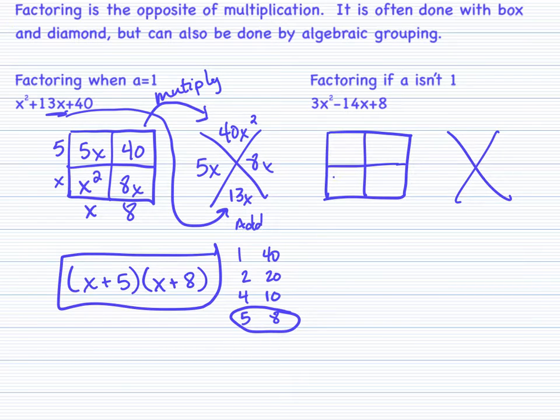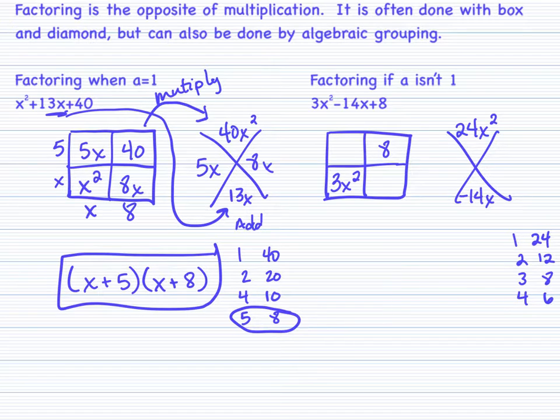Same process here. So first term, 3x squared. Last term is 8. Multiply those. 3 times 8 is 24. So x squared. Our middle term is negative 14x. Make sure that you note that if that is negative, or if anything's negative, that gets accounted for. So then I need my factors of 24. So 1 and 24, 2 and 12, 3 and 8, 4 and 6.